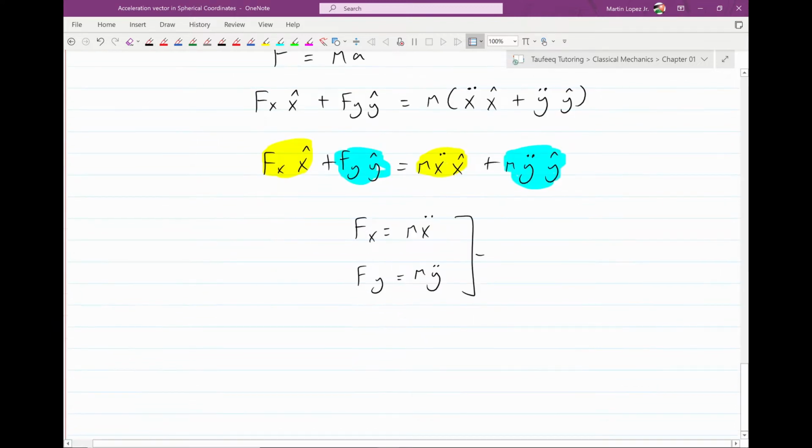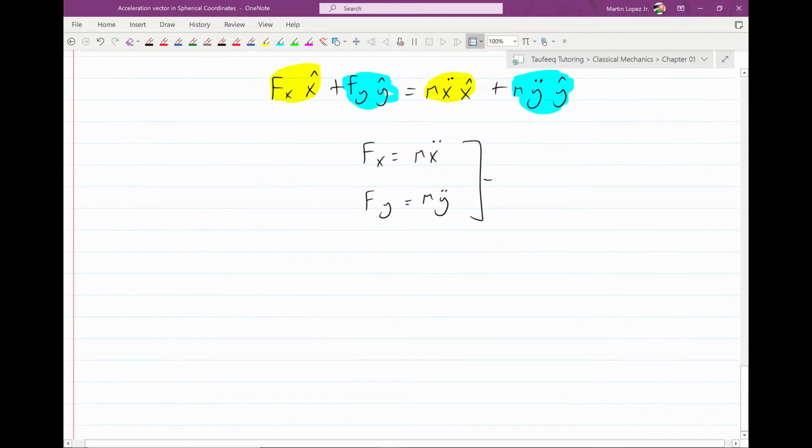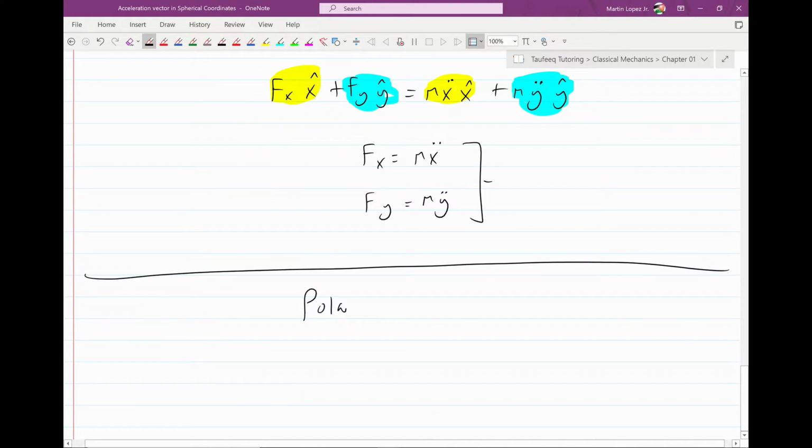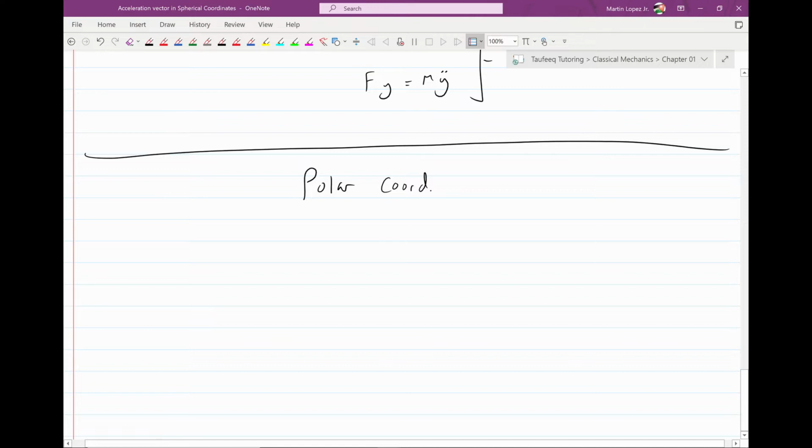Wonderful. Okay. Really simple. We don't have to use a lot of different calculus rules. We just needed the product rule for that. Now let's move on to polar coordinate systems, where we start to get rotational motion, where we can incorporate that into our coordinate system.